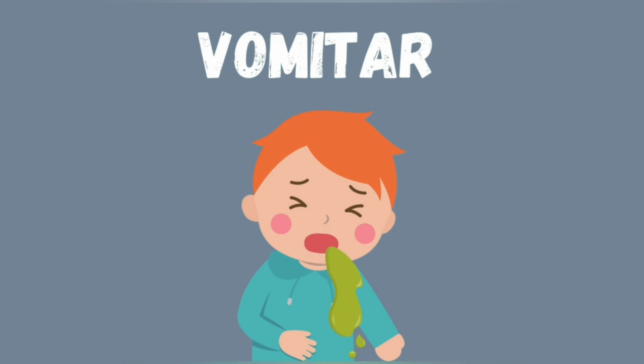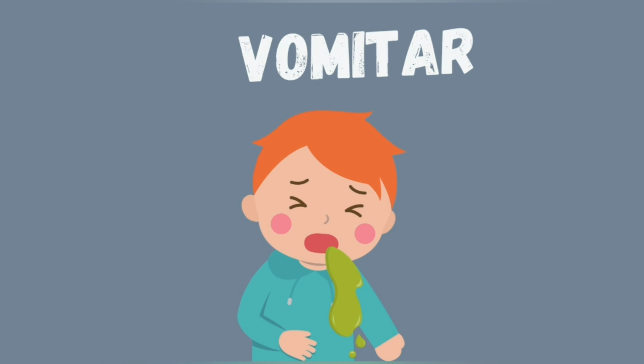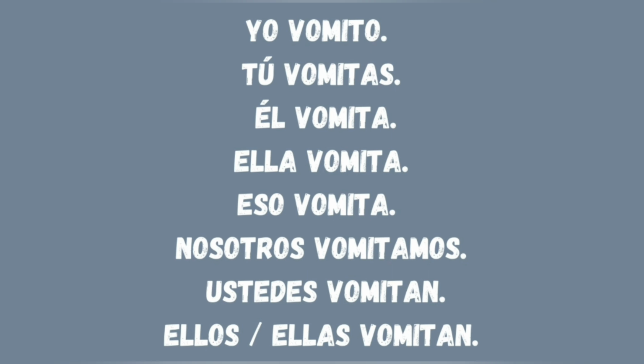Now the next verb we have is to vomit or to puke. Okay, that means in Spanish, vomitar. And this is the way we're going to conjugate this verb vomitar in Spanish, okay? Yo vomito. Tú vomitas. Él vomita. Ella vomita. Eso vomita. Nosotros vomitamos. Ustedes vomitan. Ellos o ellas vomitan.